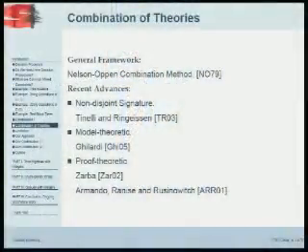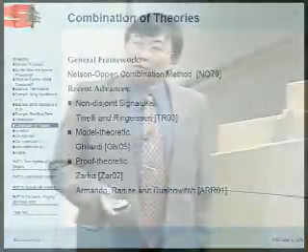The combination work all started with Nelson and Oppen in 1997. This framework is called the Nelson-Oppen combination. It requires that the theories to be combined be quantifier free, and that they do not share a signature, function symbols, or predicate symbols.